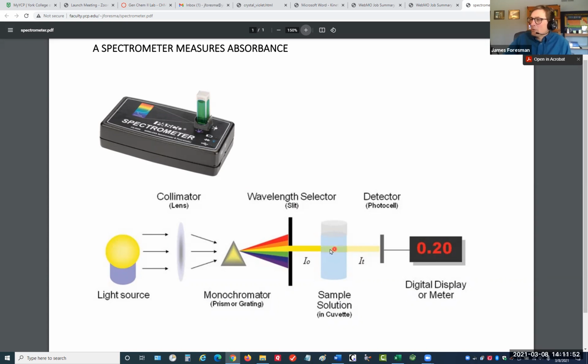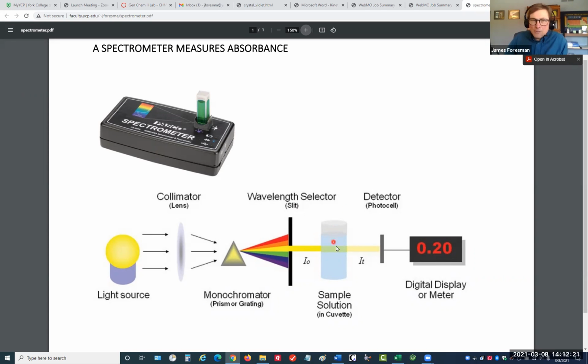And some of those wavelengths will get absorbed by the sample and others will not. And what is not absorbed gets detected at the other end. And there's then a digital display, or this could be interfaced to a computer as well. But either way, you end up with a digital result for the absorbance, how much of the light has been absorbed by the sample.